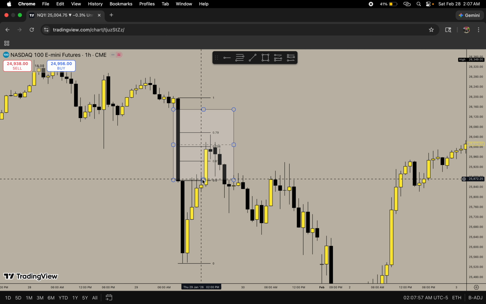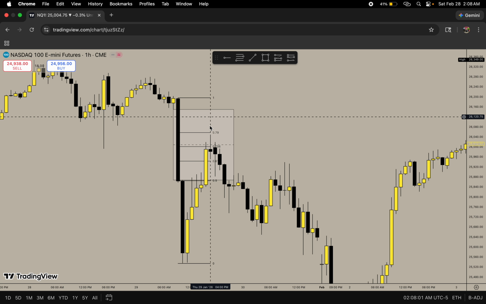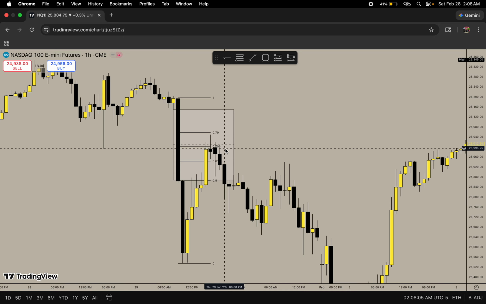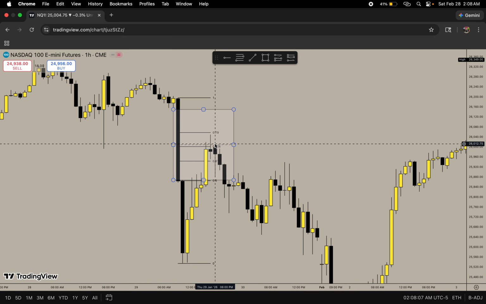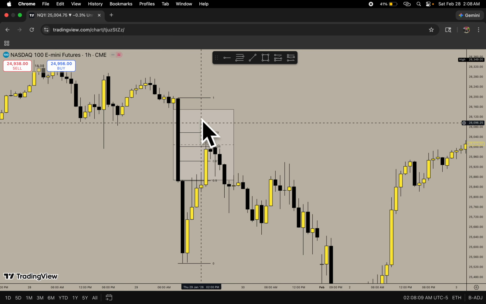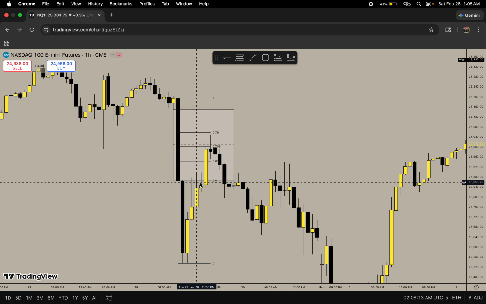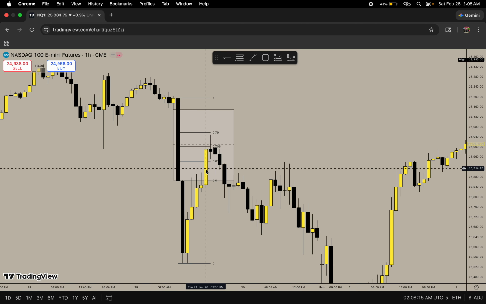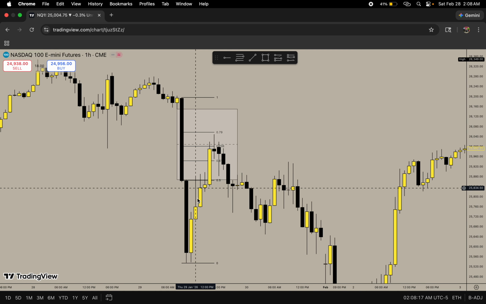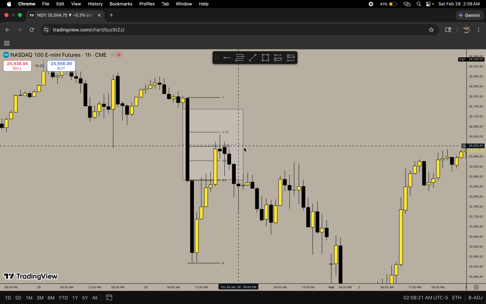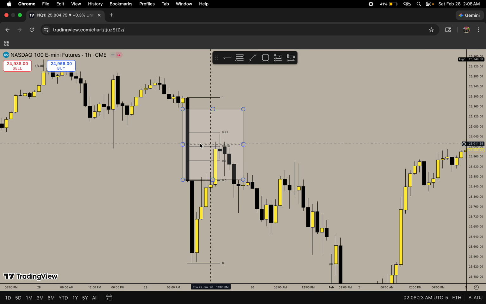Price fails, closes. I like to wait. This is just me. I like to wait for price to either go above the CE of a fair value gap, especially one as big as this, because to enter here is just not enough. That's a wide range of price being able to figure out what it wants to do. So I wait for price to either go above or tap the CE.